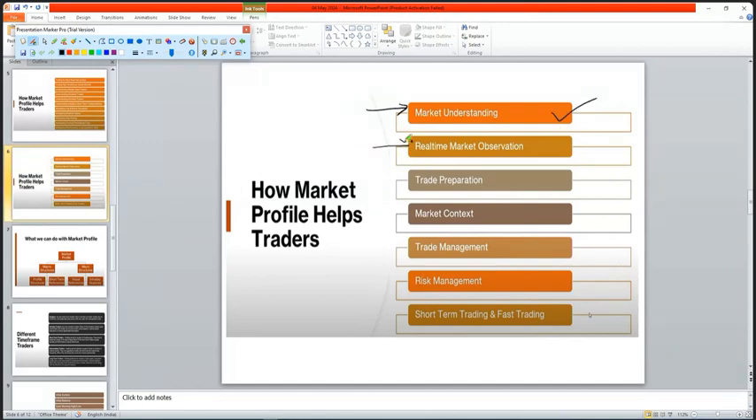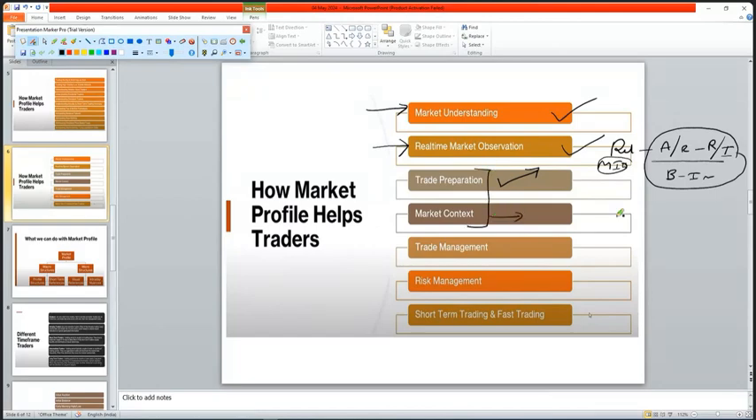Whether we are able to do real-time market observation, yes, we are able to identify the proper references, accepted or rejected, whether responsive action or initiative action happened, and whether the market sentiment is balanced or imbalanced. This is the information through market-generated references. Okay, all of these are real-time market observations we have noted, and we make our trade preparation along with context writing.